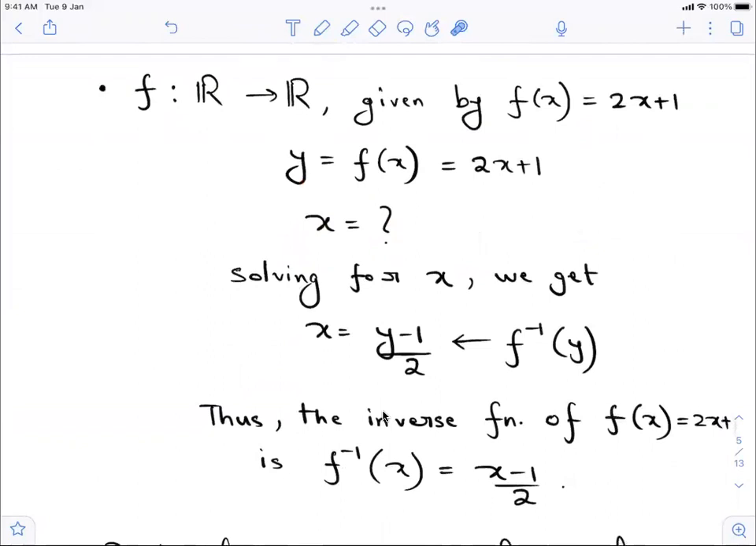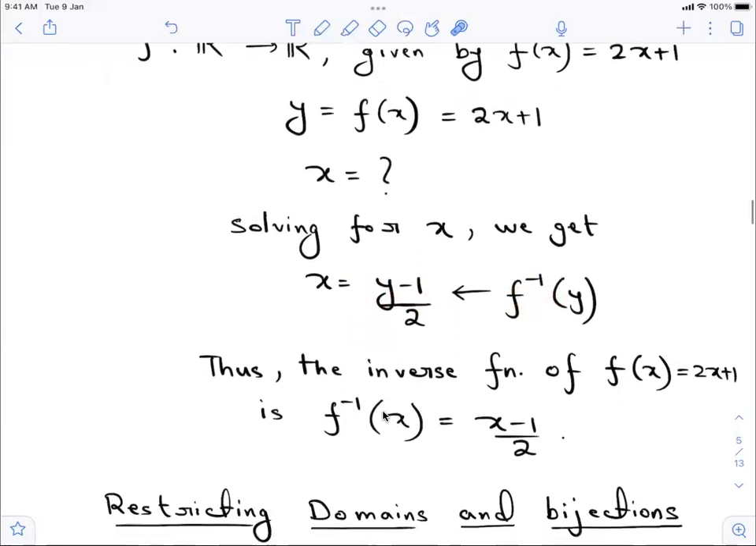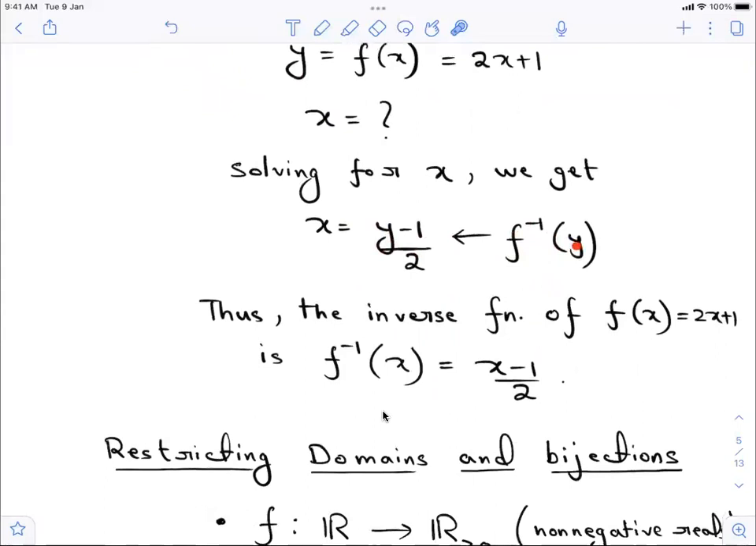So if y equals 2x plus 1, x must be equal to (y minus 1) by 2. And this is the inverse function we're looking for. So this is the f inverse of y. So x equals f inverse of y. So this f inverse function is basically (y minus 1) by 2. And as is customary, we'll always change the argument of this function from y to x to denote it as a familiar function. So f inverse of x, the inverse function of 2x plus 1, is simply (x minus 1) by 2.